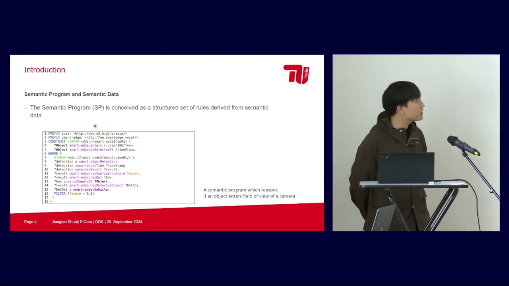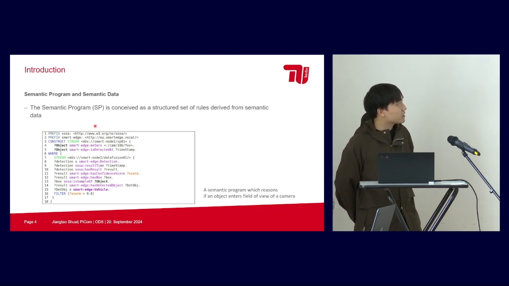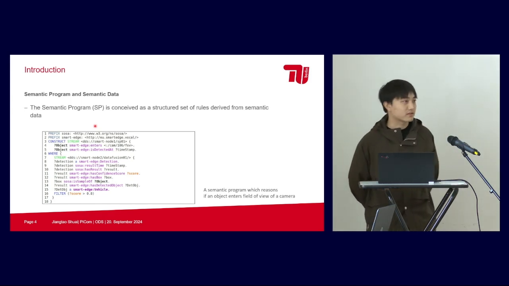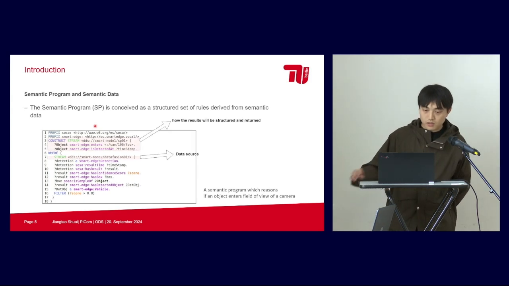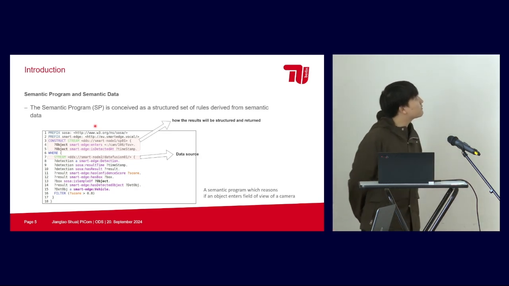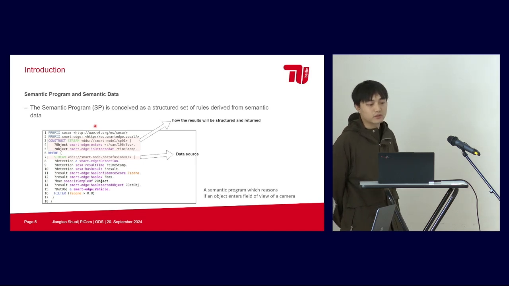So this picture is an example of a semantic program. That's the reason: if an object enters the field of view of a camera, you can imagine there's a camera at the intersection of the road, and you want to query something from the camera. So here we have two blocks. The first one, from line 3 to 5, defines what kind of results we need and how they should be structured or returned.